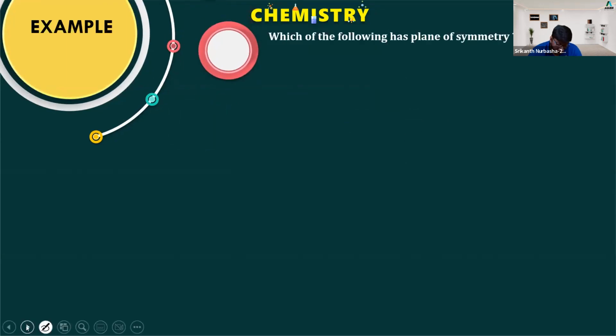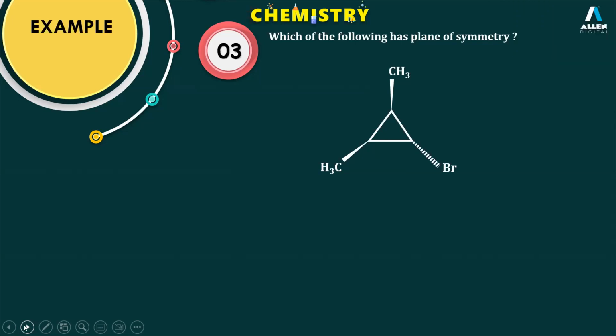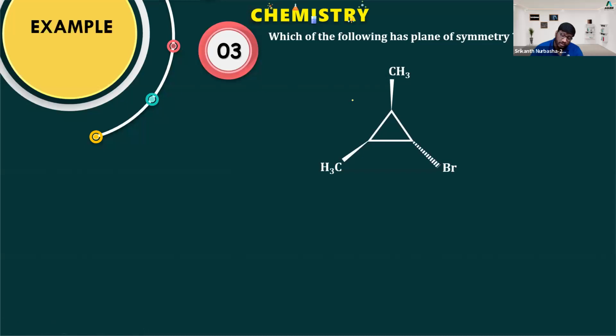Which of the following has a plane of symmetry? Try to figure out whether this has a plane of symmetry or not. Yes, sir. Which plane, Faizan? From Br, if we draw the plane, it will divide. From bromine, including bromine, if you try to draw a plane, it is exactly dividing the other two parts. It is said to be having a plane of symmetry. And also you can see two methyls on the same side, so that is going to be symmetrical in nature. And the bromine atom is exactly divided into half. So this is also symmetrical in nature.